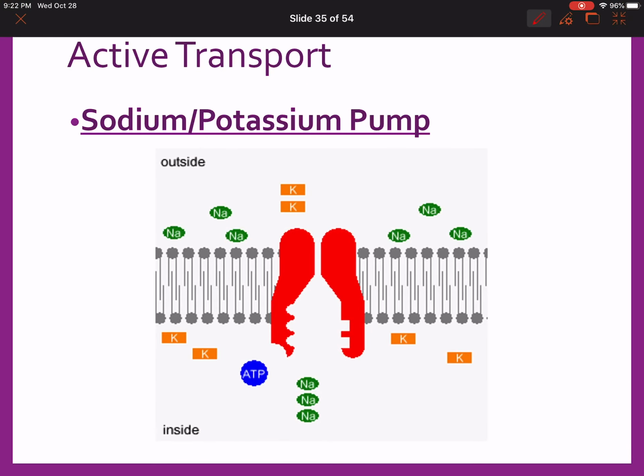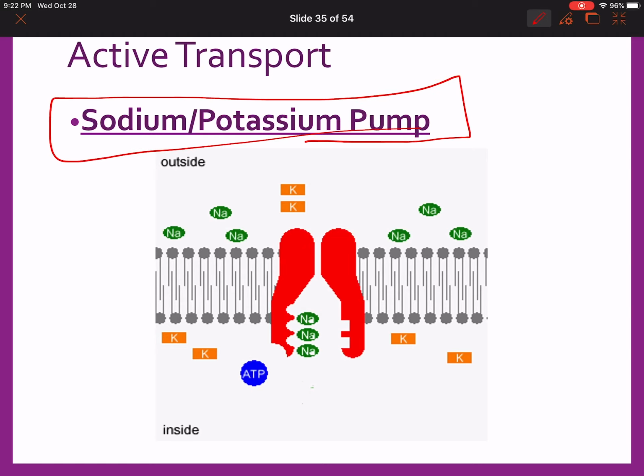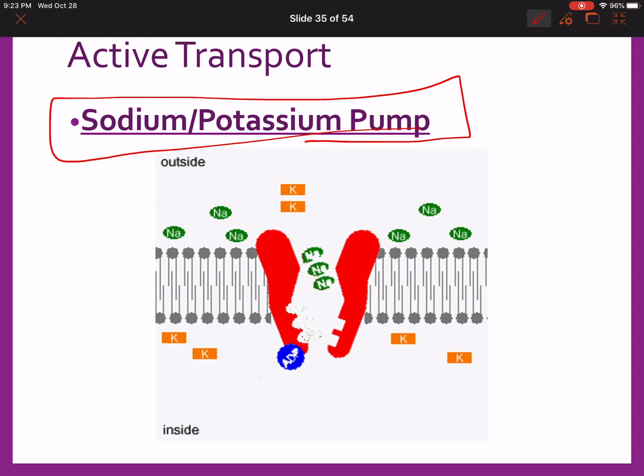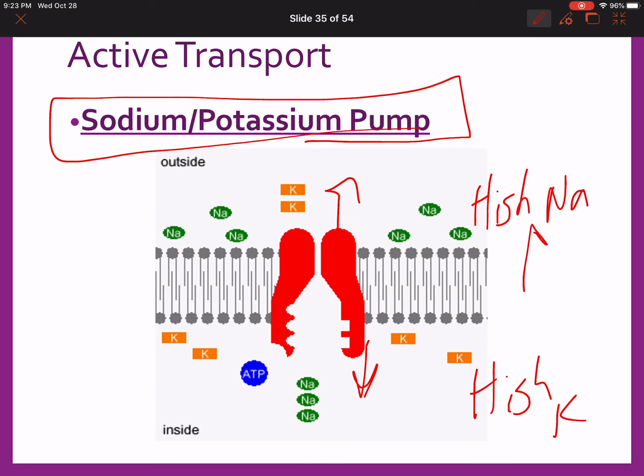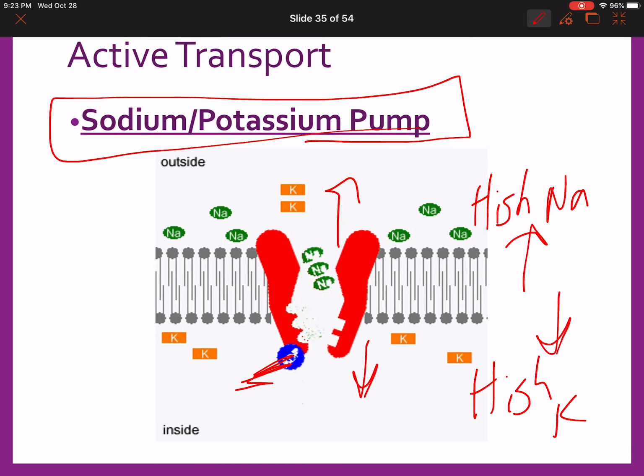The most important, the most famous active transport, the sodium-potassium pump, takes sodium, takes ATP, shoves the sodium out, and at the same time pulls the potassium in. Notice high sodium out here, and notice high potassium in here. So in both cases, we're moving to the high concentration, active transport. And it uses this energy from ATP to make it happen. So there it goes. Here it comes. Right?